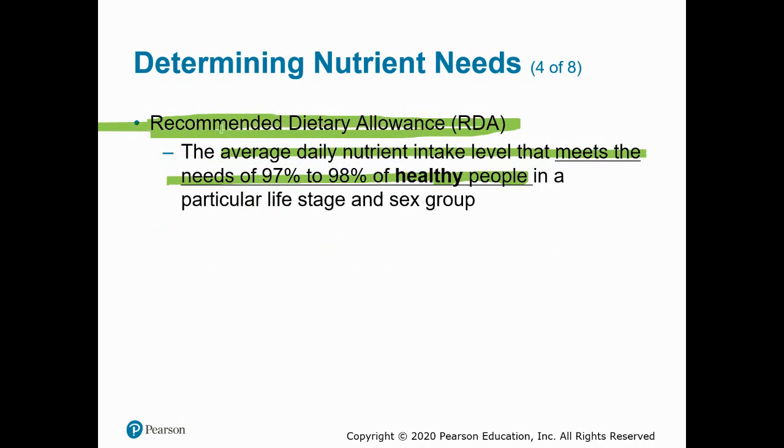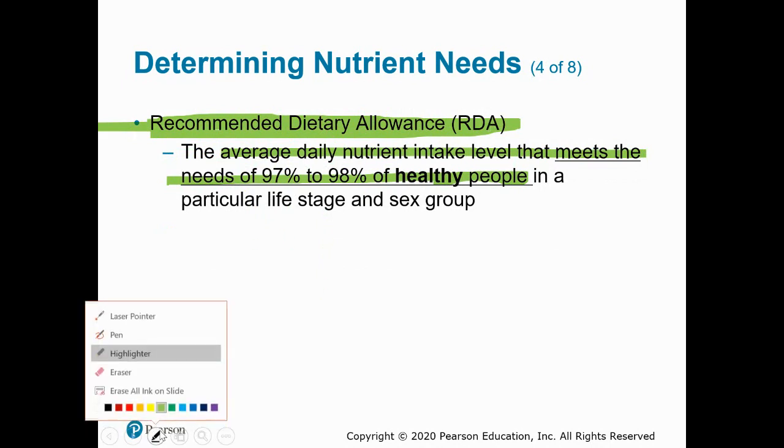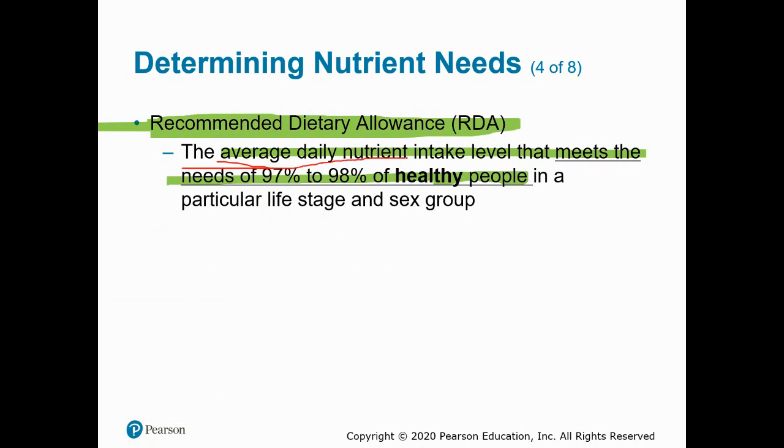I sometimes say daily because the RDA, as you'll see, is referring to a daily intake level on average. It's on average how much of a nutrient a person should consume in a day to maintain their health. It is important to note that RDA is referring to the majority of a population, a majority of the healthy people in a population. So 97 to 98% of the people in this group, in this life stage or sex, would be healthy and maintain their health if they followed this daily intake level, which is the RDA.